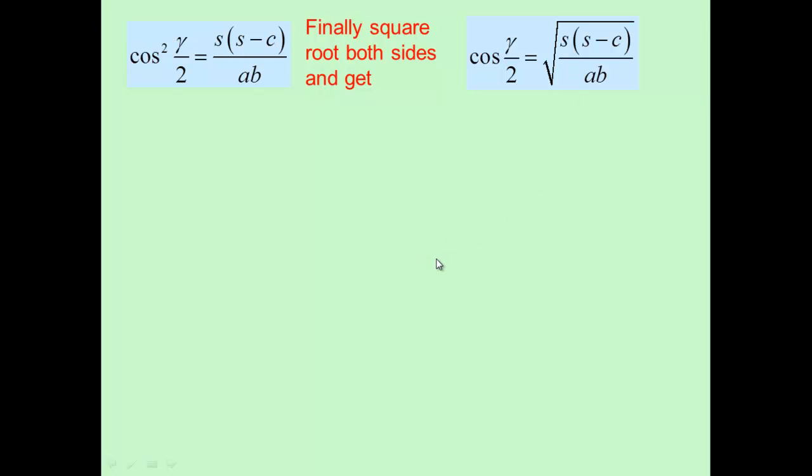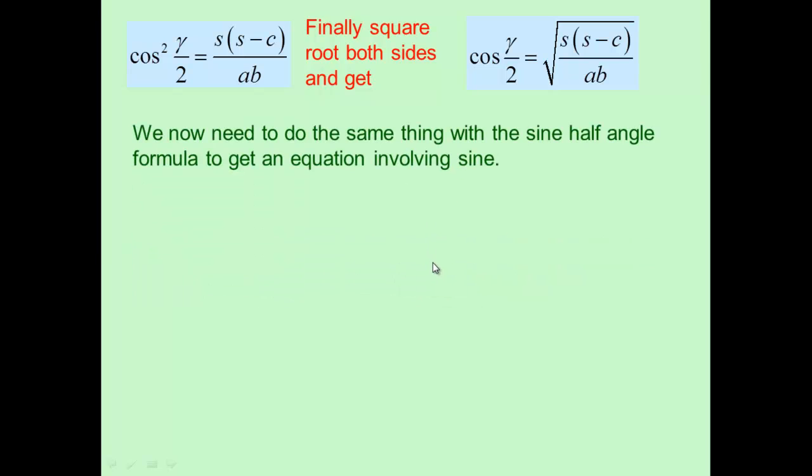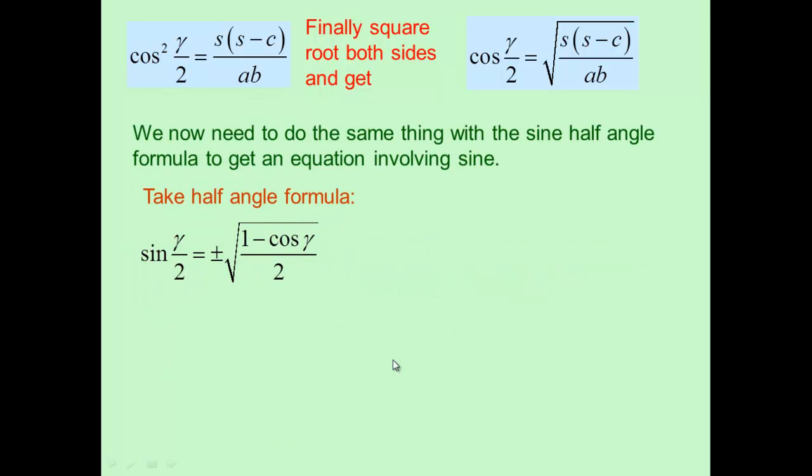I'm going to actually repeat the same process with the half angle formula for sine. So here it is. The sine of gamma over 2 is equal to plus or minus the square root of 1 minus the cosine of gamma over 2. I'm going to square both sides, just like I did before, giving me this.